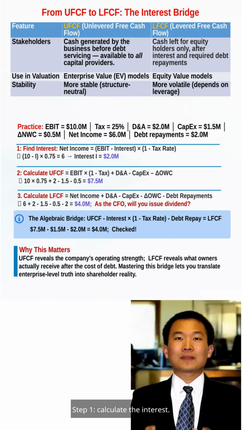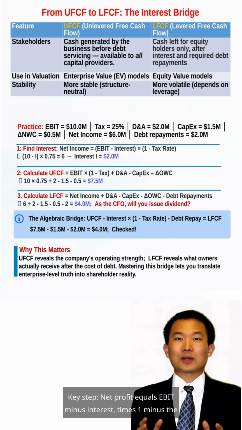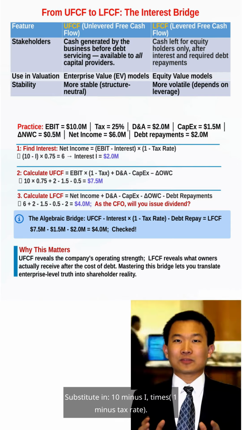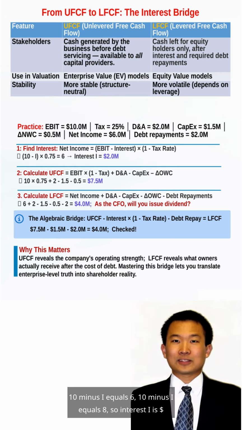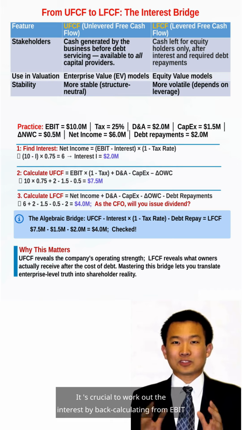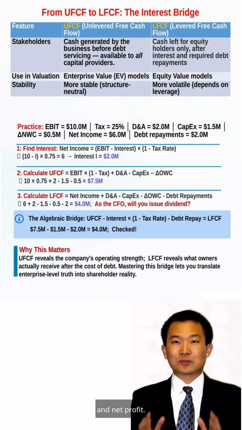Step 1. Calculate the interest. Net profit is (EBIT minus interest) times (1 minus the tax rate). So, (10 minus I) times 0.75 equals 6, meaning interest I is 2 million. It's crucial to work out the interest by back-calculating from EBIT and net profit.